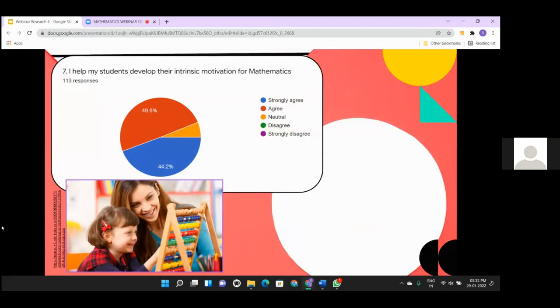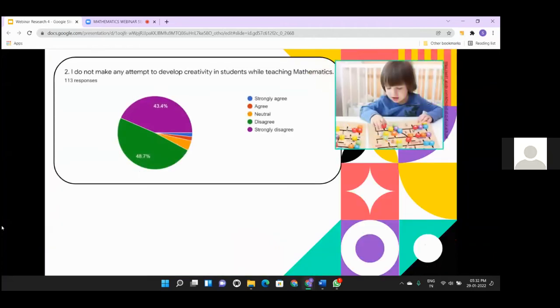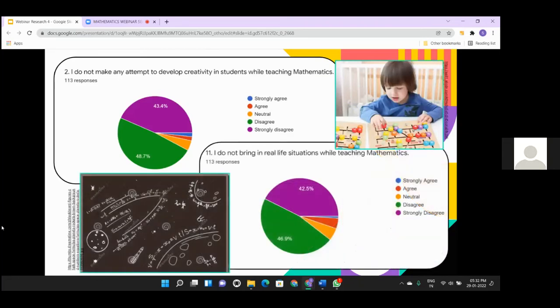When asked if they help their students develop their intrinsic motivation for maths, 44.2% strongly agree, 49.6% agree, and 6.2% remain neutral. For the statement "I do not make any attempt to develop creativity in students while teaching maths," this question gained 43.4% of strong disagreement, followed by 48.7% of disagreement, 4.4% in neutrality, while a general 3.6% in agreement. "I do not bring in real life situations while teaching mathematics" gained a total of 89.4% of disagreements, 5.3% neutral, and 5.3% in agreement from our participants.